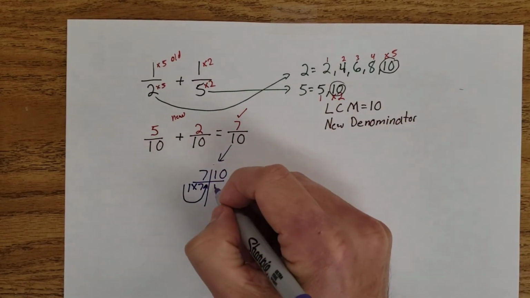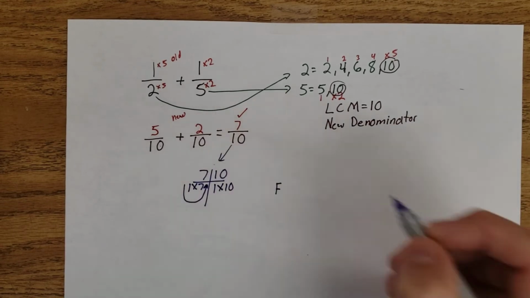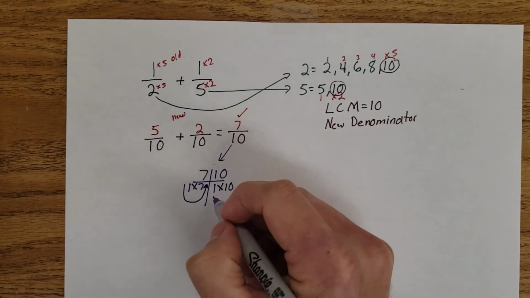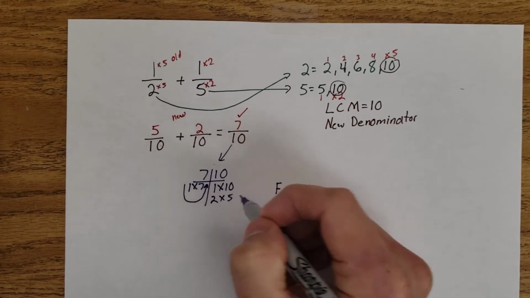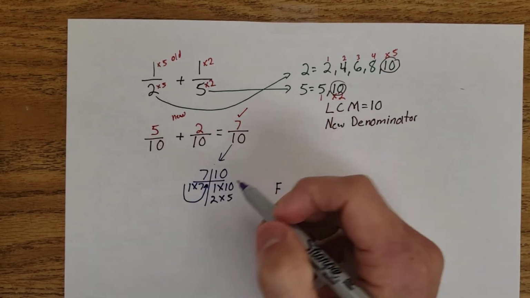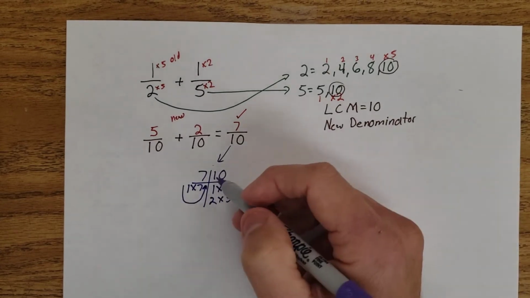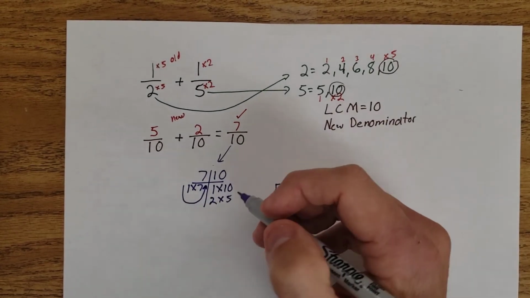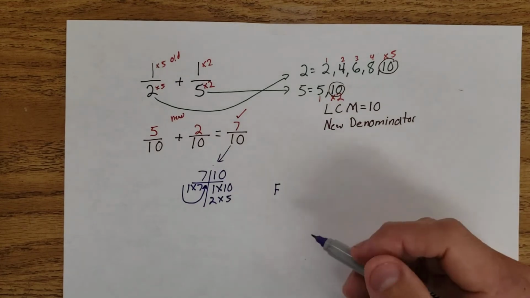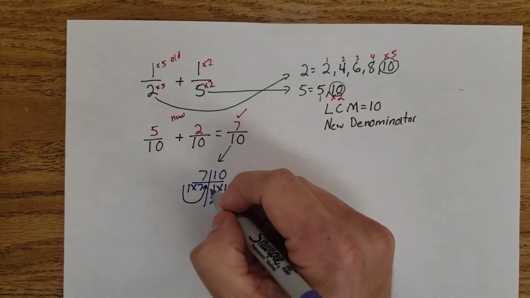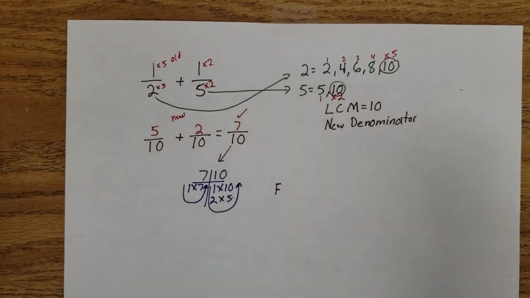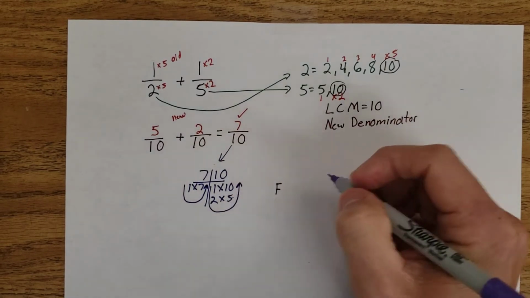Now let's try our 10s. 1 always works. 1 times 10. What about 2? 2 is going to work because 2 times 5 equals 10. 3 doesn't work. 3 doesn't make a 10. 3, 6, 9, 12. 3s don't make a 10. 4s don't make a 10. 4, 8, 12. That doesn't work either. So then we get to our 5s, which we already have on our list. So then we're done. So those are the factors.